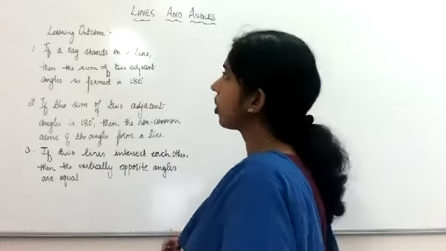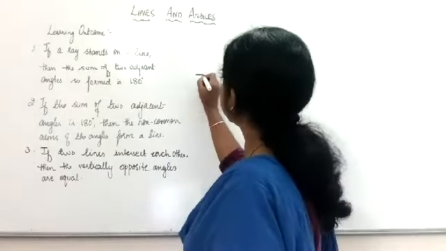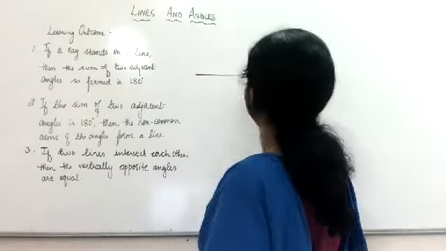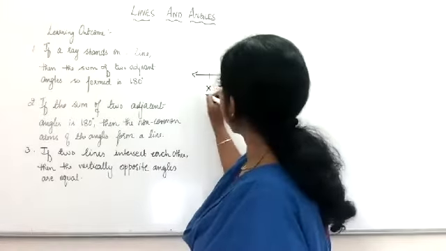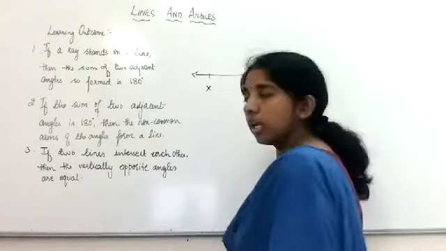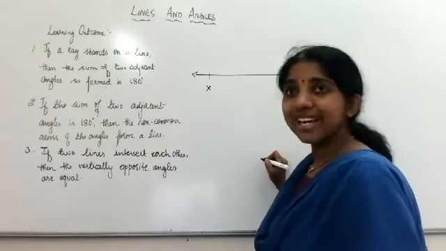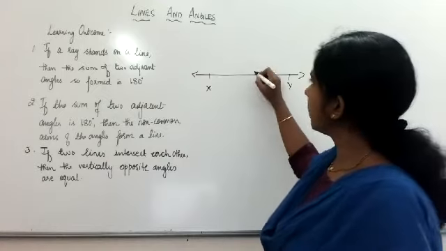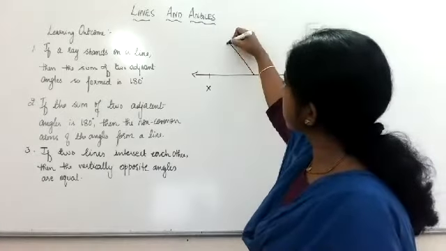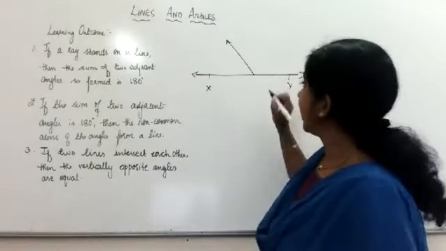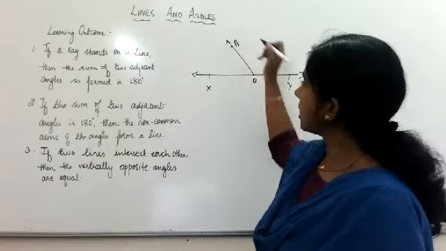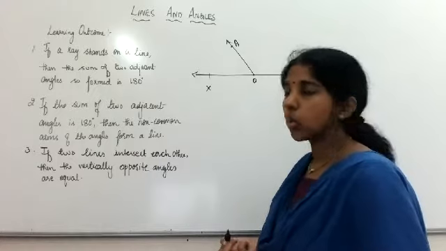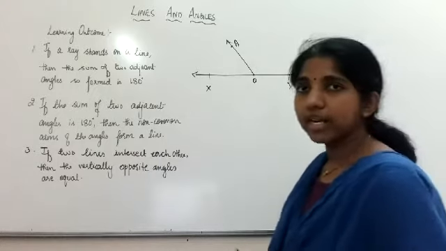Let me draw a line. This is a line, let me name it XY. They are saying a ray is standing on this line, so let us draw a ray on it. In the previous session we learned what a ray is. So OA is a ray standing on the line XY.